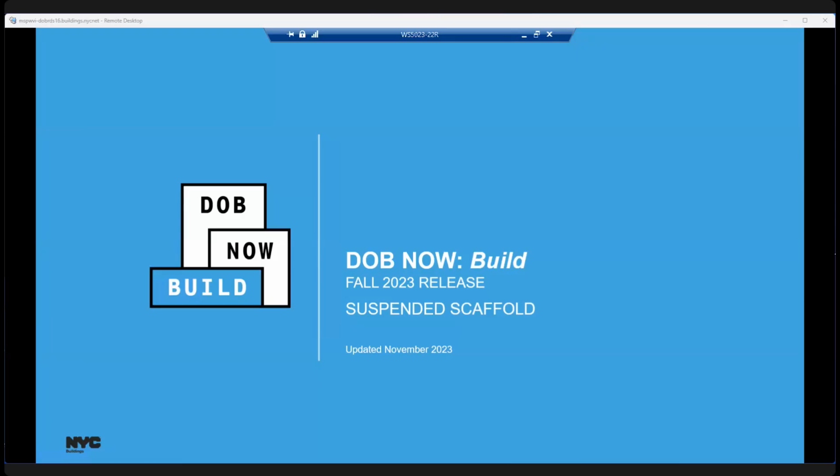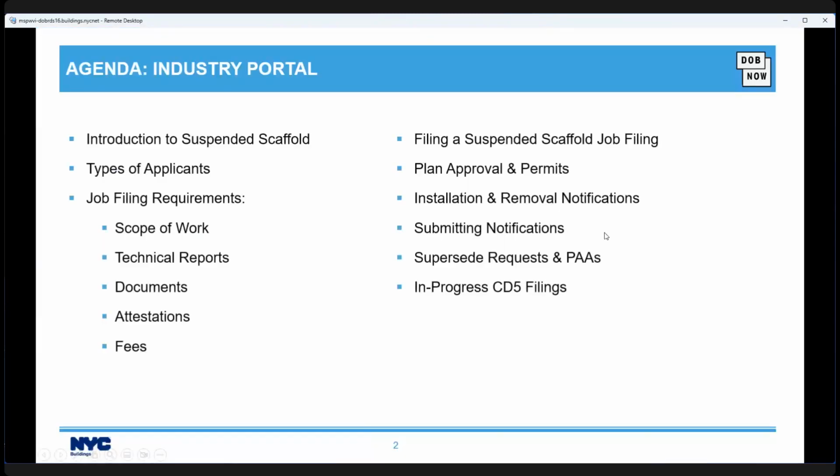to the DOB Now Build Fall 2023 release for Suspended Scaffold. Here's what we're going to cover in today's training. I'm going to start with an introduction to Suspended Scaffold, and we'll talk about types of applicants. Then we'll get into the requirements for actually filing the job. We'll talk about scope of work, technical reports, documents, attestations, and fees. And then we'll show you exactly how to actually file a Suspended Scaffold job filing.